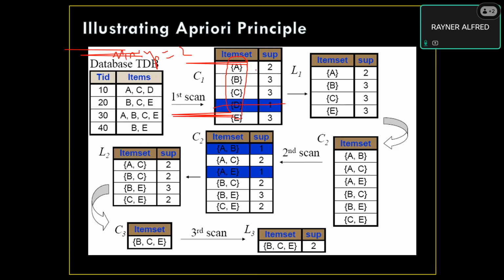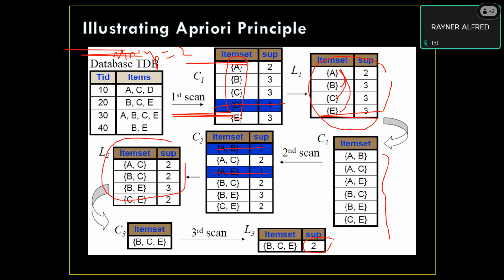Then next, we have this update. We combine these to form all of this, and then we compute the occurrence of each item set in the transactions. If they are less than 2, we remove them, and the rest we maintain. From here we form the three item set. We only have this one, and this is 2. Then we stop here. No more combinations you can do.